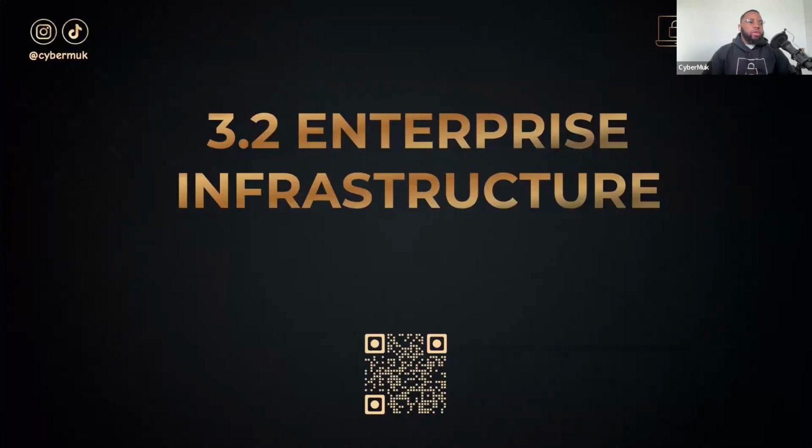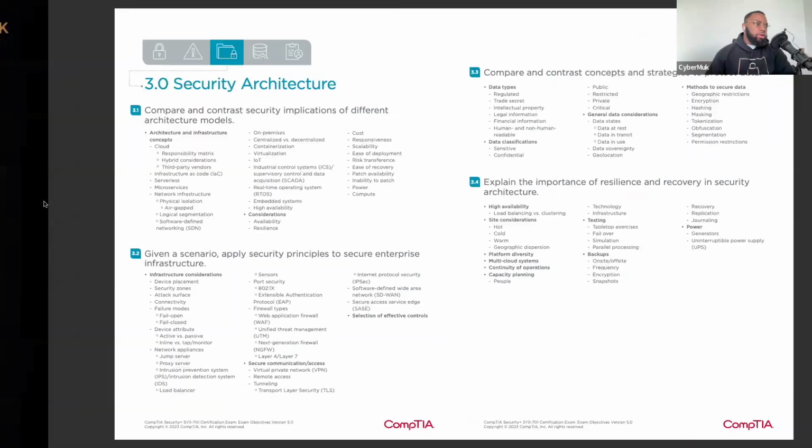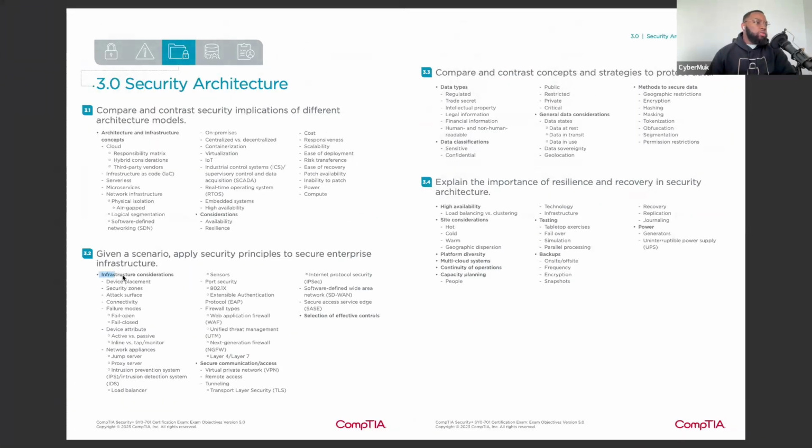Section 3.2 of the Security Plus talks about enterprise infrastructure. So what does this cover? We will first start talking about infrastructure considerations. So how do you place devices within the network? How do you set up your failure modes? Is it fail open, fail closed? And what are the different types of ways in which you can place devices?